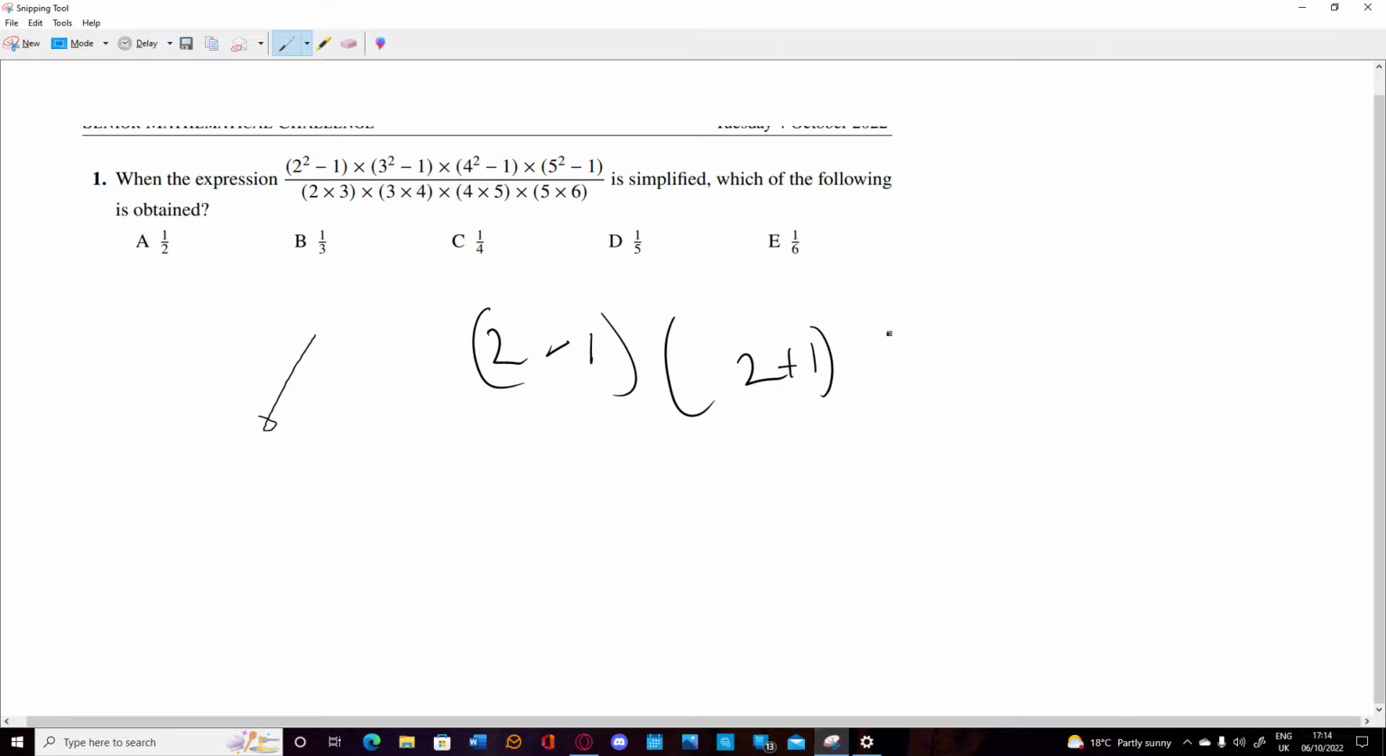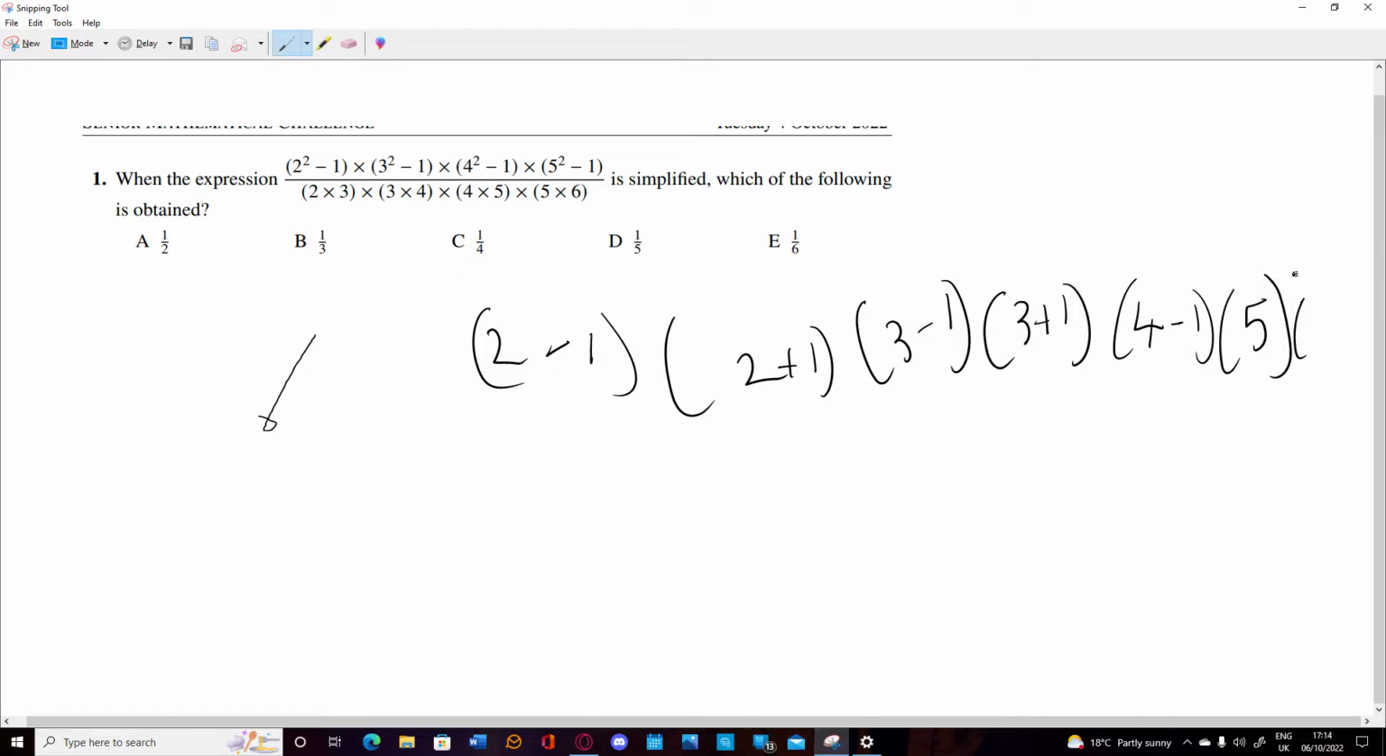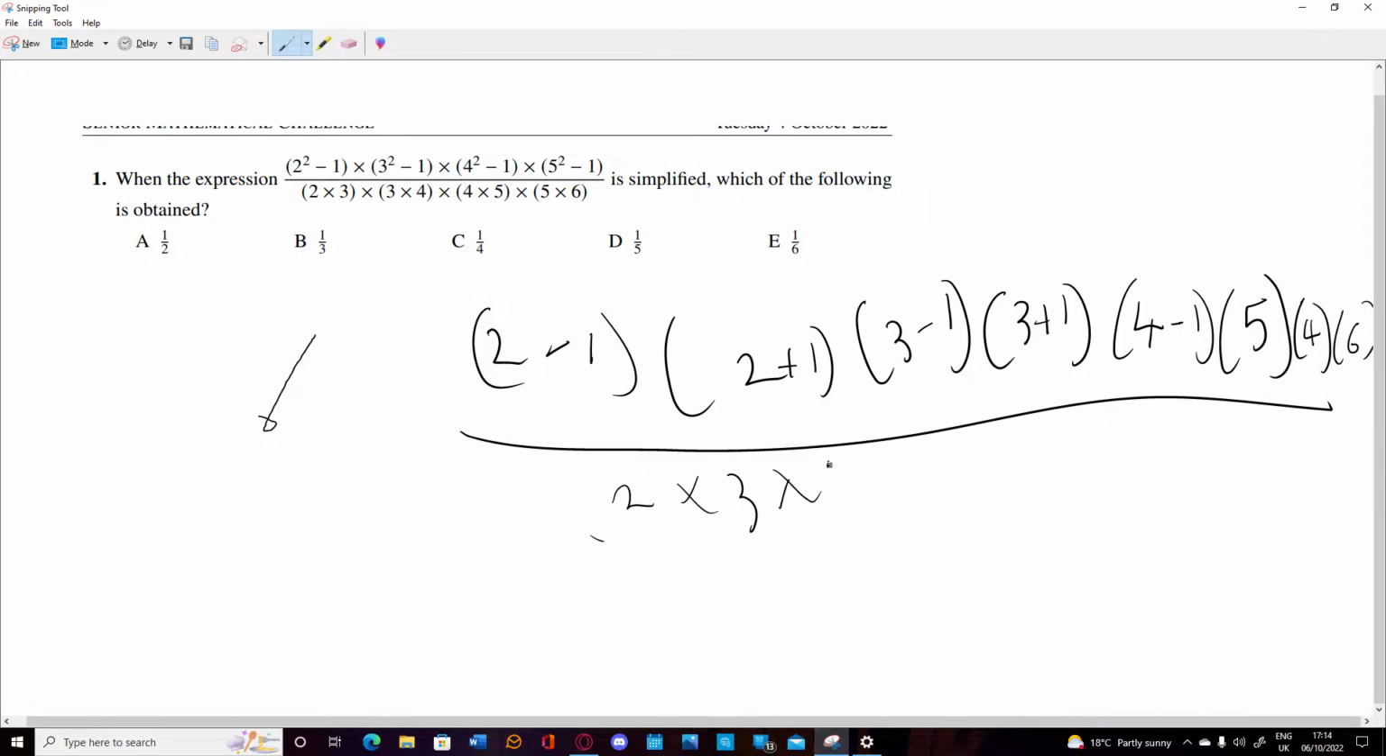Like 2 minus 1 multiplied by 2 add 1, 3 minus 1 times 3 add 1, 4 minus 1 times 4 add 1, 5 minus 1, which simplifies down to 4, then 5 add 1, which simplifies down to 6, all divided by 2 times 3 times 3 times 4 times 4 times 5 times 5 times 6.